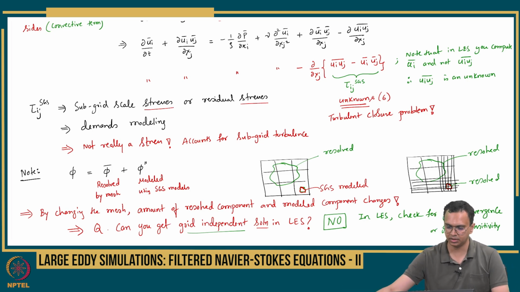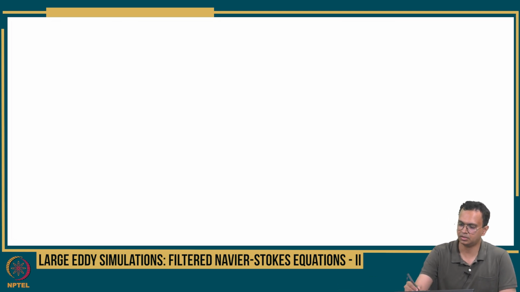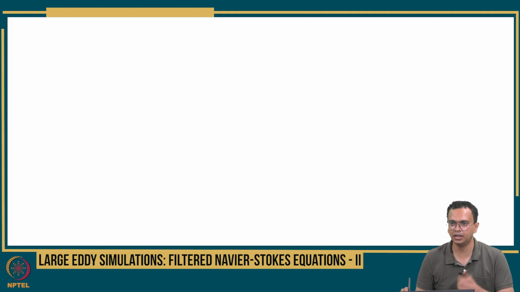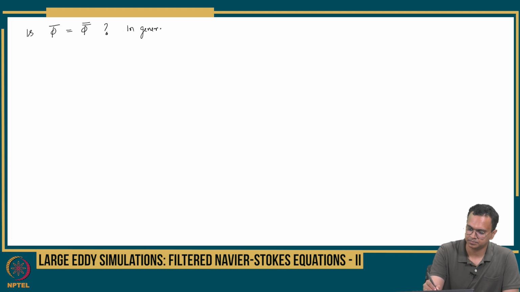So there is one more thing that I would like to talk about. Yesterday we discussed filtering, and that a filtered quantity will not be the same as the original filtered quantity, right? So the question was, is phi bar equal to phi double bar? And we said in general, the answer is no.